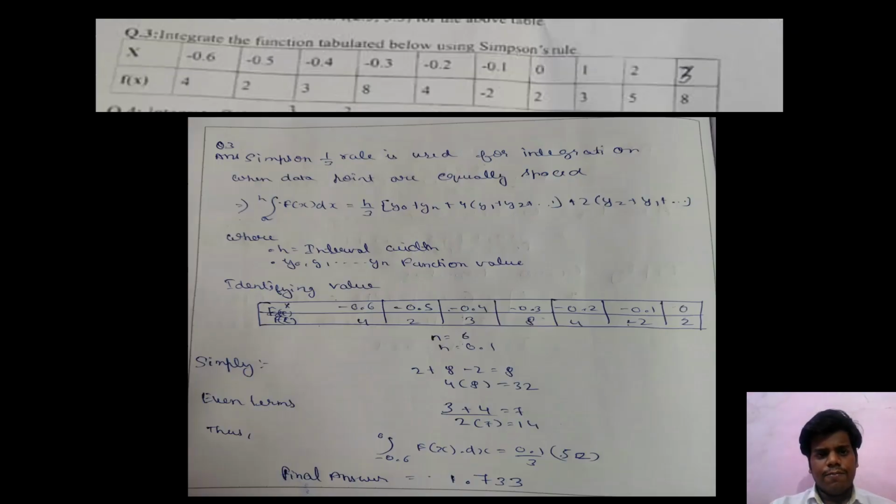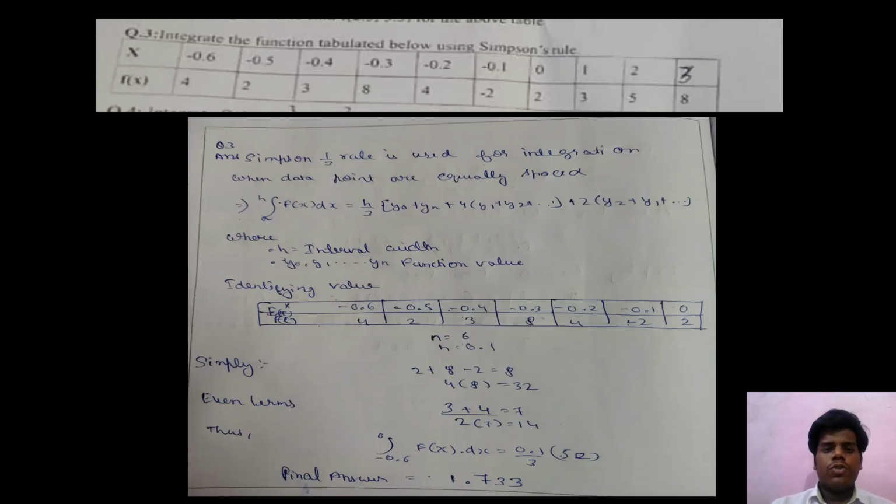Now we simplify that and get 22 plus 8 minus 2 equals 8. 4 times 8 is equal to 32. For the even terms we have 3 plus 4 equals 7, and 2 times 7 is equal to 14. Now, from minus 0.6 to 0, the integral of f(x) dx is equal to 0.1 upon 3 times 52. The final answer we get is 1.733. That was the final answer for question 3.